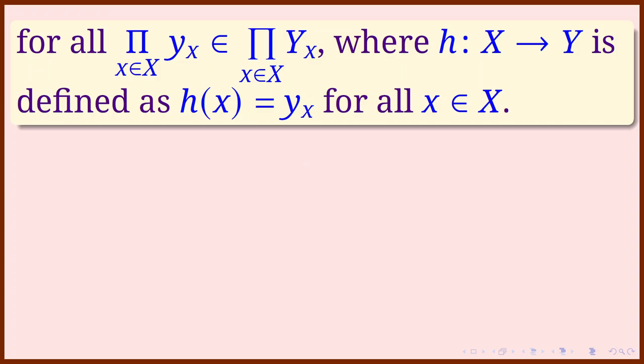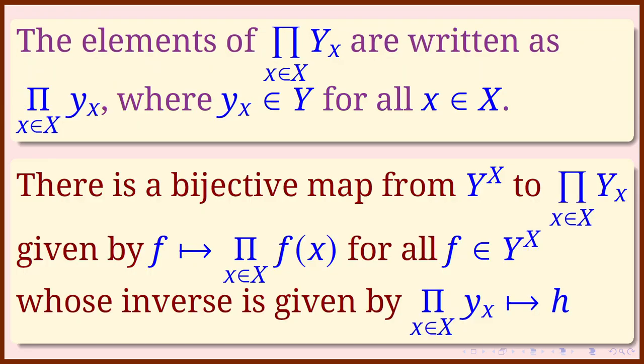And you can easily check that this is actually a bijection. This map is a bijection. This is actually an inverse. So if you start with this f here, it will go to f(x), and then what is h of it? Where does this product go under this map?